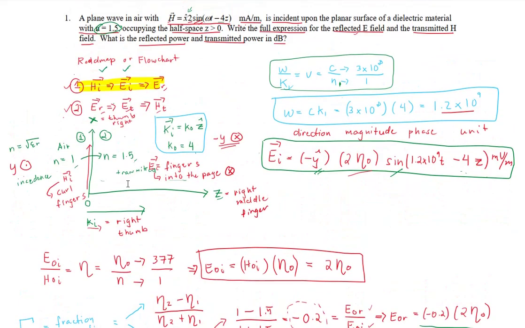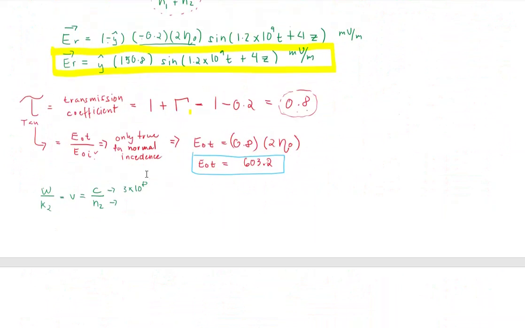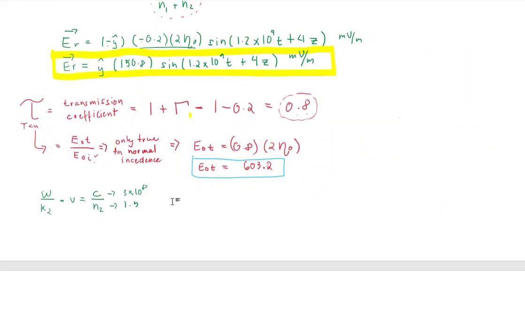So that is the n for the second medium. So we could write it down as 1.5, and from there, k2 is just going to be equal to omega times n2 over c. That is 1.2 times 10 to the 9th times 1.5 divided by 3 times 10 to the 8th. That just comes out to be 6.